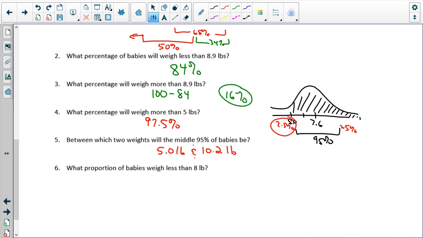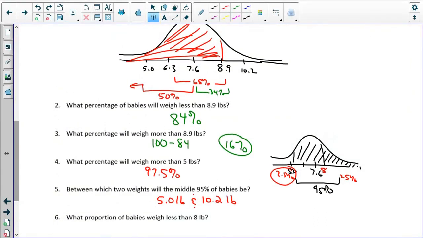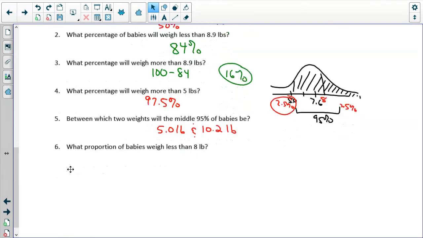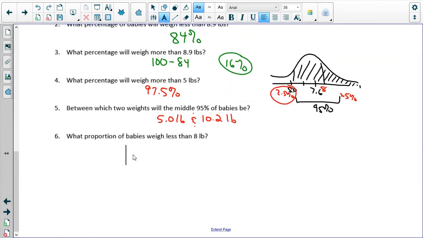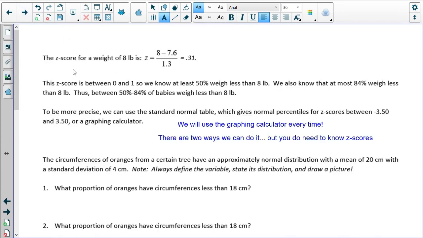What proportion of babies weigh less than 8 pounds? So here's the 8. Well, I don't know how to do that, at least not yet. Because we don't really have anything in the empirical rule for this, it means we kind of have to figure something out.